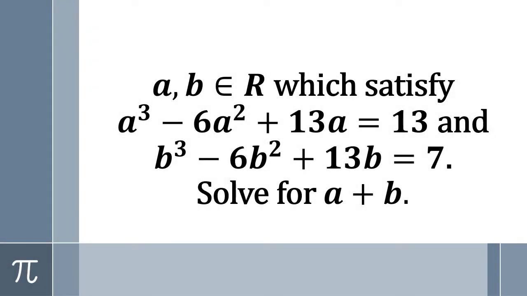Hello everyone. In today's video, let's take a look at a question regarding cubic equations. Here comes the question. Say a and b are two real numbers and they satisfy two equations. a cubed minus 6a squared plus 13a equals 13, and b cubed minus 6b squared plus 13b equals 7. Find the value of a plus b.